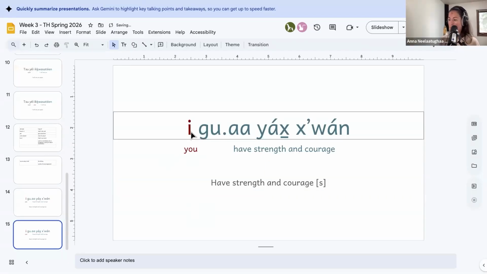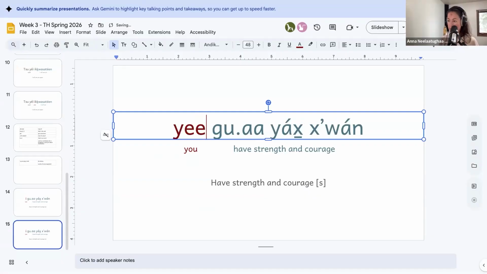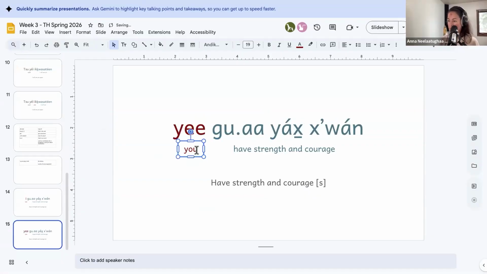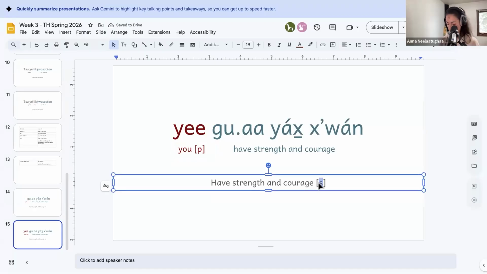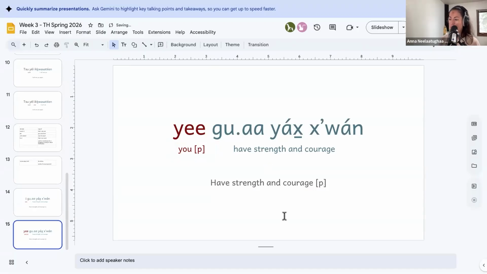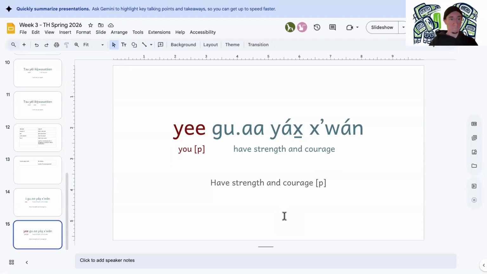And then, like she said, if we're talking to more than one person, this I changes to ye. And you're still saying you, but you're talking to more than one person. So I'll put a P in brackets for plural. And let's practice this one. Yi ko ayach kwan. Juan. Good.